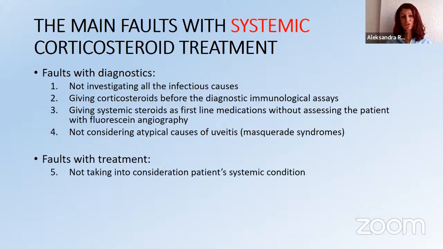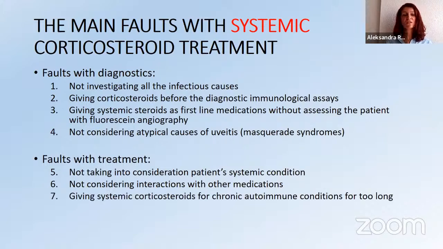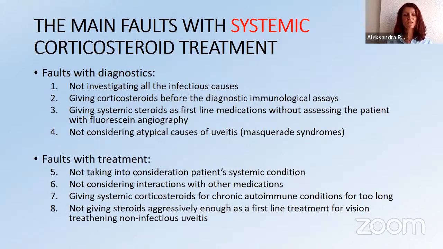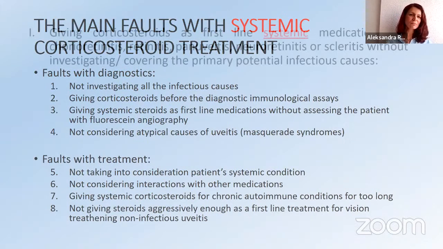Faults with treatment include not taking into consideration the patient's systemic condition, not considering interactions with other medications, giving systemic corticosteroids for chronic autoimmune conditions for too long, and not giving steroids aggressively enough as a first-line treatment for vision-threatening non-infectious uveitis. So not too long, but also not missed when needed.